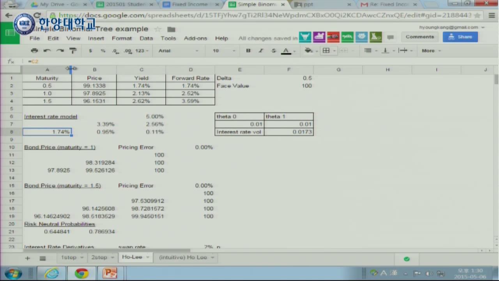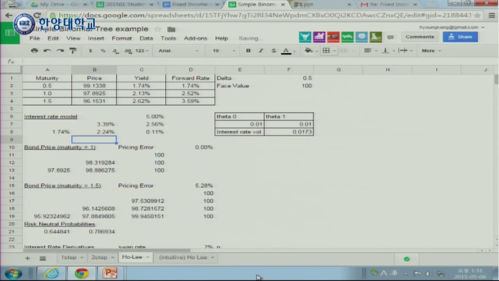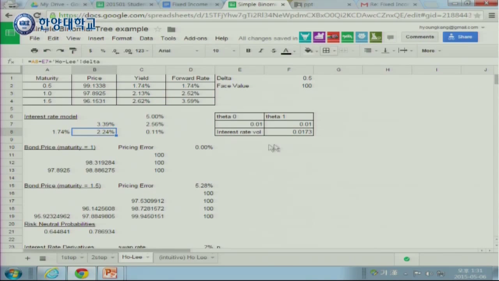So from here, now it is not given from cut anymore. This one plus theta 0, plus delta multiplied by delta. Then we have up to this part. But then it is going down, so we have to subtract this one and the square root of this one. So then we have to subtract this one, interest rate volatility.